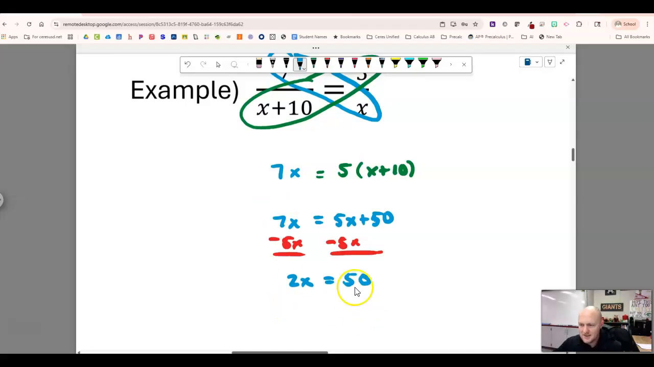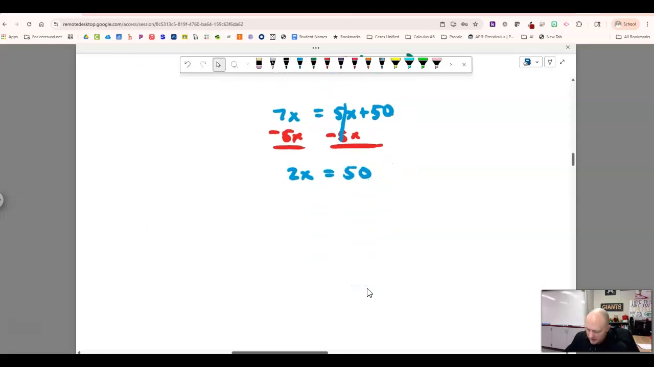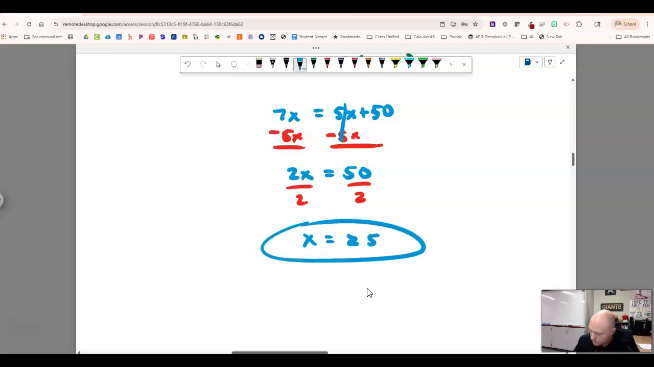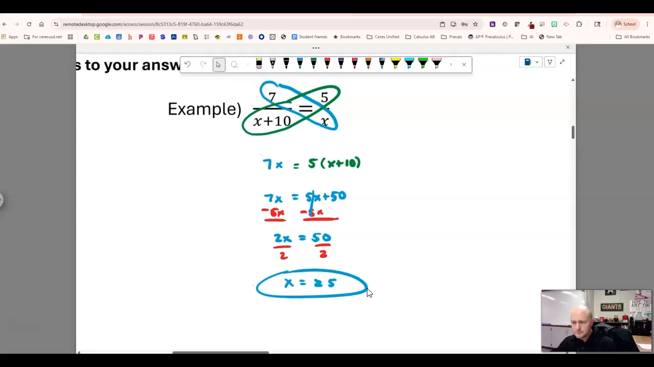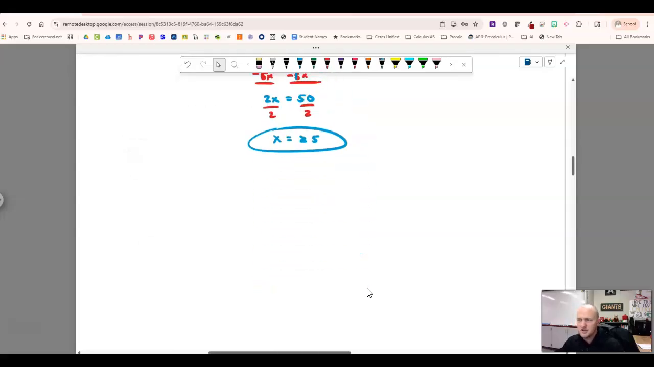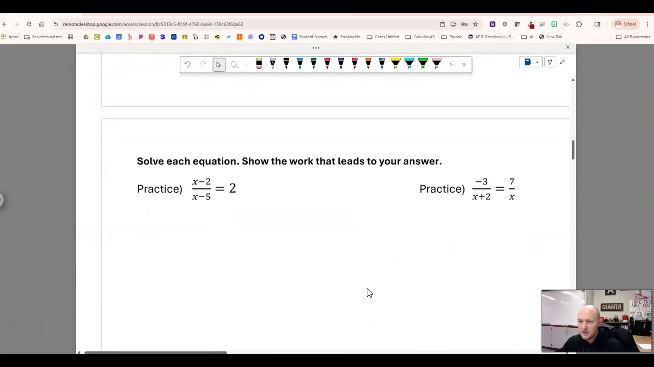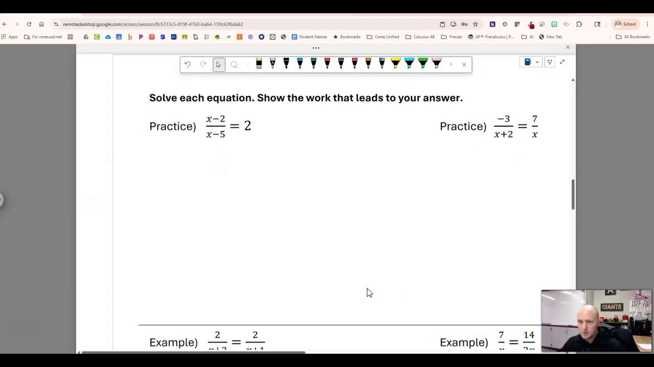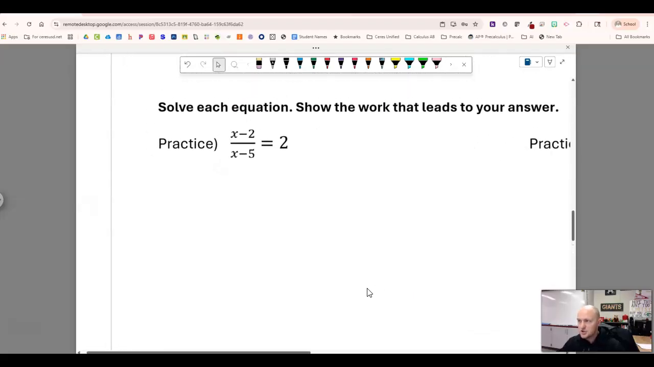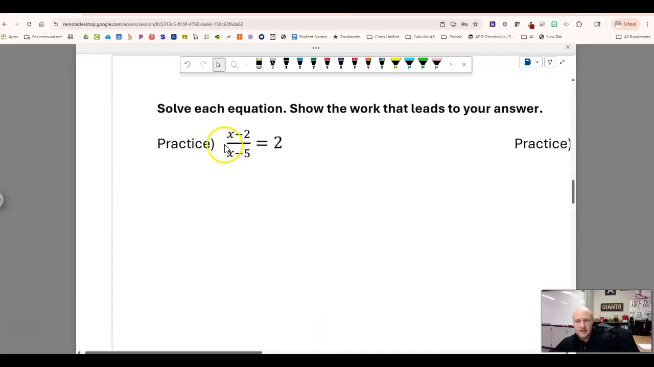We get 2x equals 50 after subtracting 5x on each side. We'll divide by 2, and we get 25. x equals 25. Cool beans. All right, not too bad. Just a teensy-weensy bit more algebra, okay? A couple of practice problems for you here. Try these, see what you get, okay?